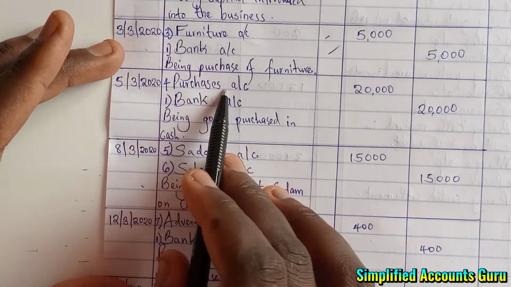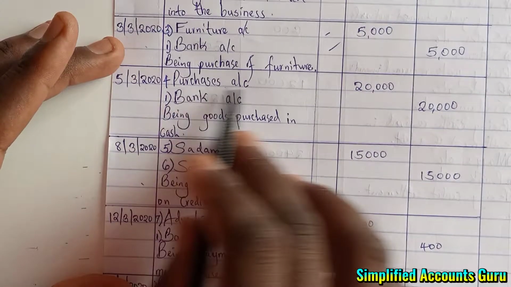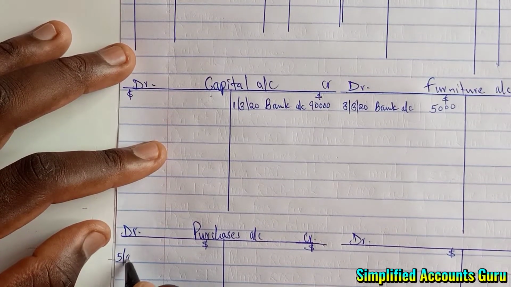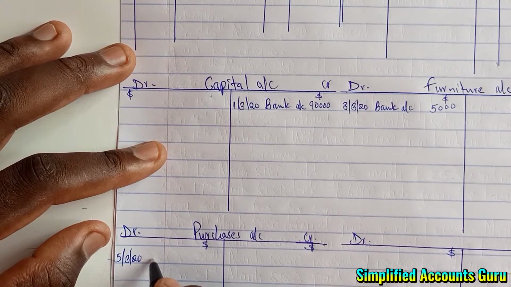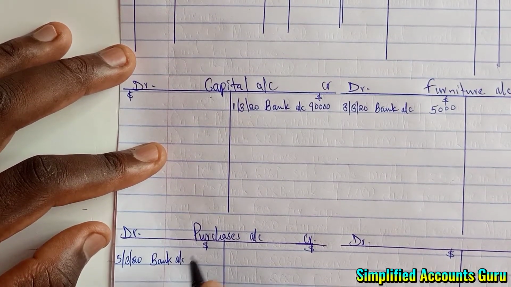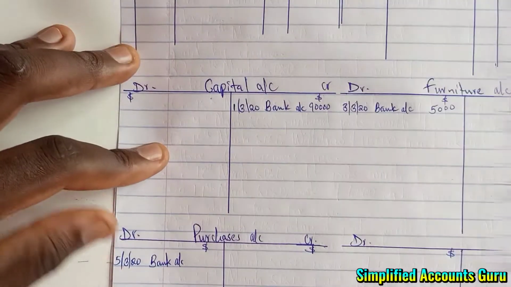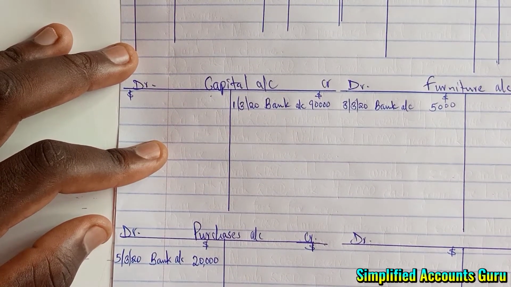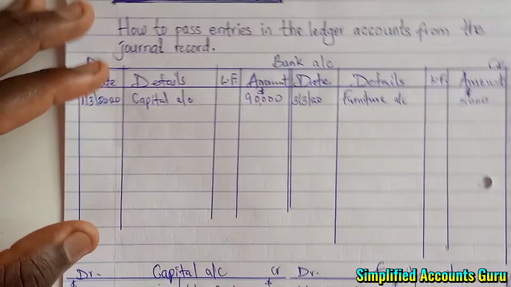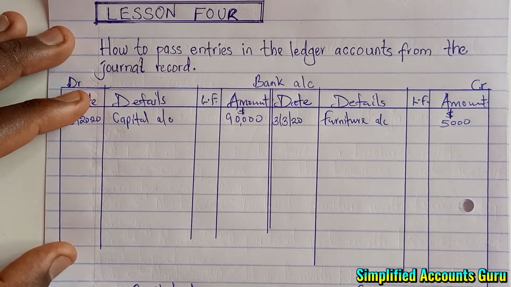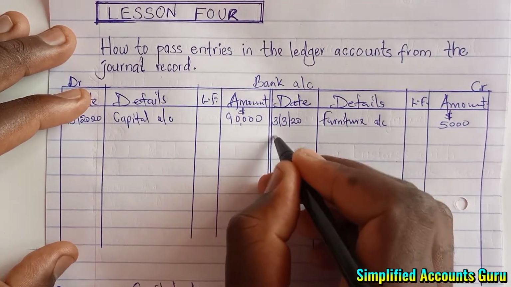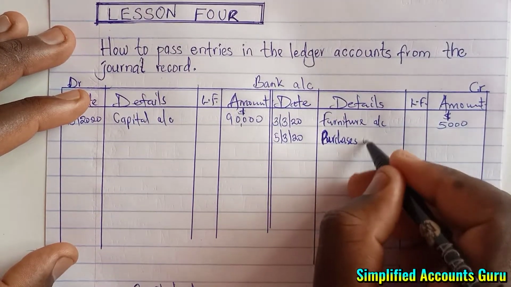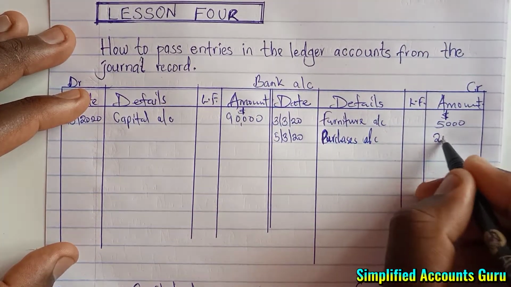On 5th March, there is purchases and bank. So you are supposed to debit purchases 20,000 and credit bank on the same day. On 5th March 2020, you can say bank account, and the amount is 20,000. Then you go to bank. For the double entry aspect to be complete, you have to go and credit the same amount here on 5th March 2020 with purchases. Purchases account of 20,000.